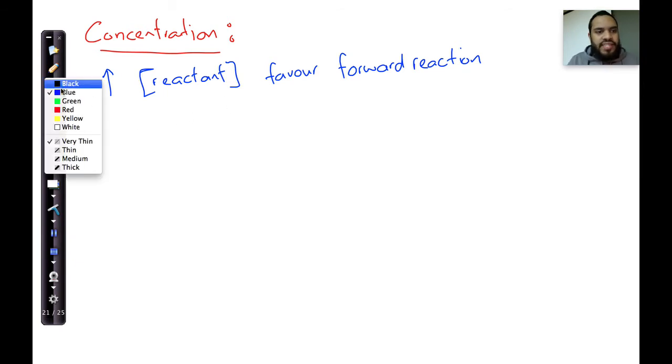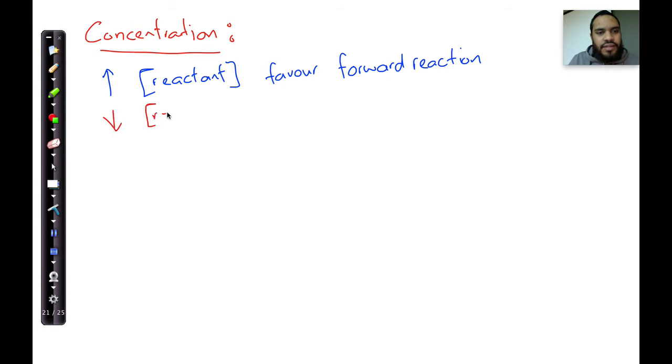Now let's deviate from this slightly. Let's decrease the concentration of a reactant. And these are just rules you can memorize for now. If you know the blue ones, automatically you'll know the red ones. It will favor the reverse reaction.